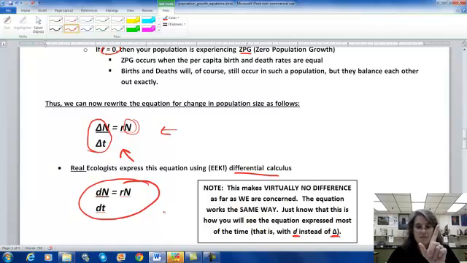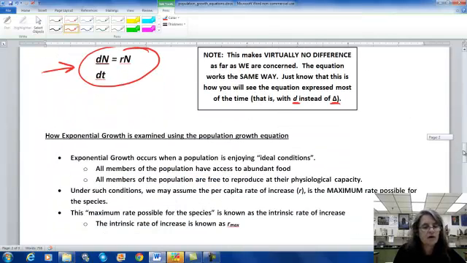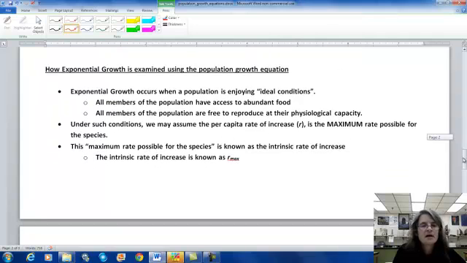It works the same way for us. It makes no difference as far as we are concerned. It's just that if you see it, it's going to be expressed in that way. All right? So please do not get hung up on that. Just pretend it's a delta and we'll all be fine.